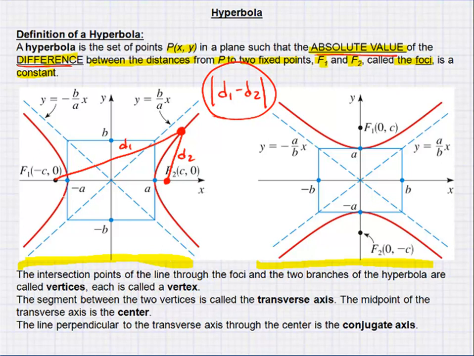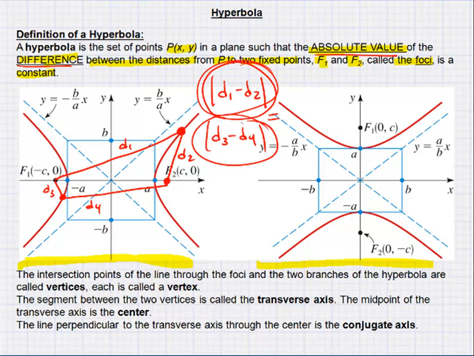So I choose another point, say this point right here. I look at the distance from one focus and the distance to the other focus. Call this, I don't know, D3 and D4. So if I take the difference between D3 and D4 and look at the absolute value, while D3 and D4 may be different than D1 and D2, the absolute value of their difference should be equal. This value here should be equal to this value here. And all the points for which that happens create my hyperbola. This piece here and this piece here.